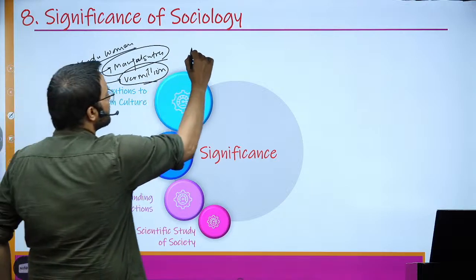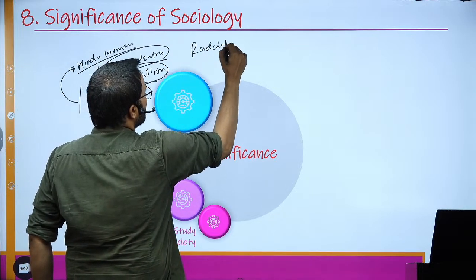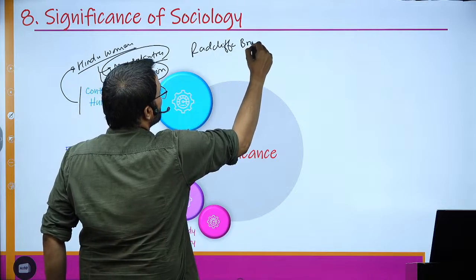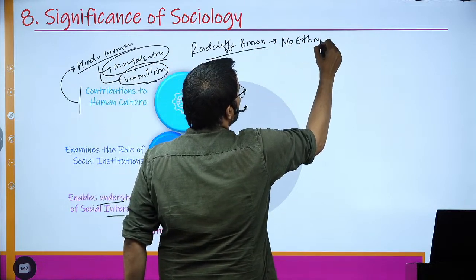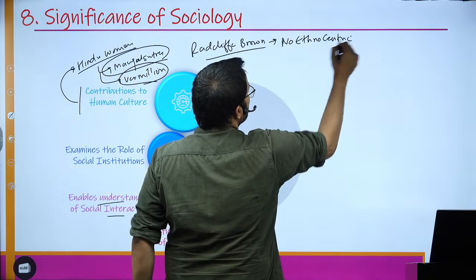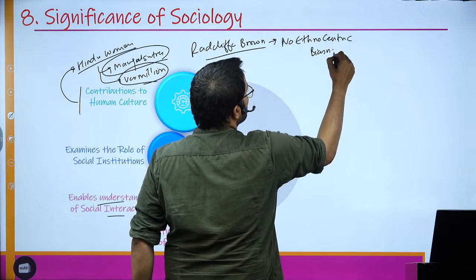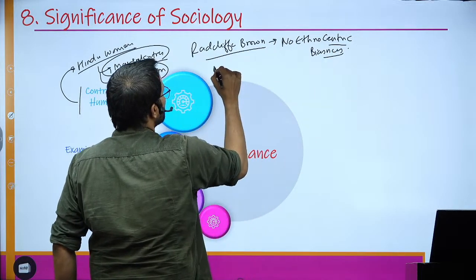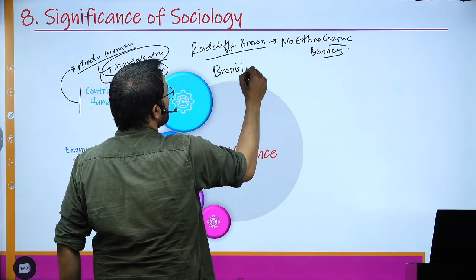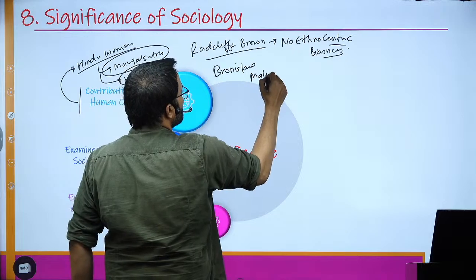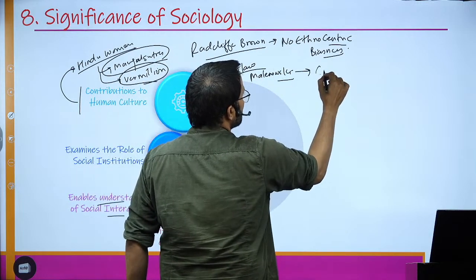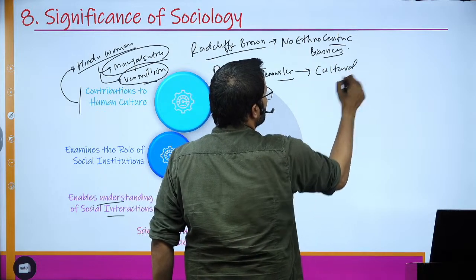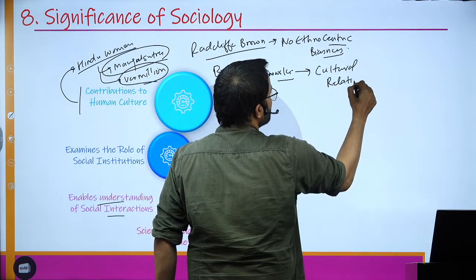That is where Radcliffe-Brown used the term no ethnocentric biasness, or Bronislaw Malinowski, who used the term cultural relativism.